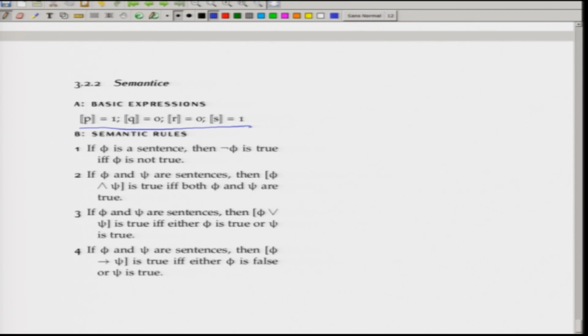So basically you could also write the semantic rules for just propositional calculus, where the propositions are not broken into predicates and subjects. For example, 1 0 could be assigned to and it will give you 0, right? So for example, if phi is a sentence, then neg phi is true if and only if phi is not true. Here the point is the basic expressions are not subjects and predicates, but rather propositions themselves with truth values.